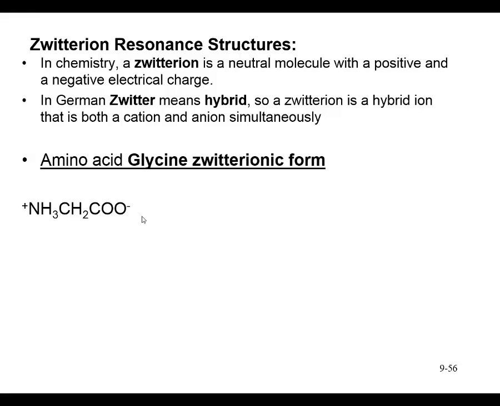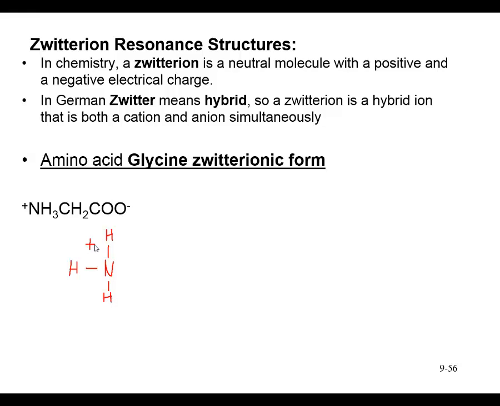Now, in this case, though, let's look at any resonance forms we might have. So the nitrogen now has 3 hydrogens bound to it and a carbon. And that's my positive portion of the Zwitterion. So that's my cationic portion of the Zwitterion.